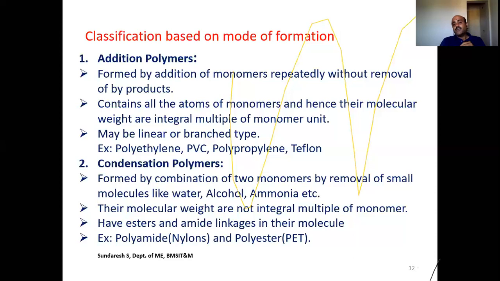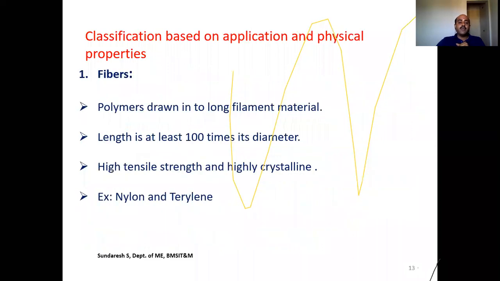And generally, this type of polymers will have ester and amide linkages in their molecule. Examples for such kind of polymers are polyamides, nylons, and polyesters. So this is the classification based on the formation.